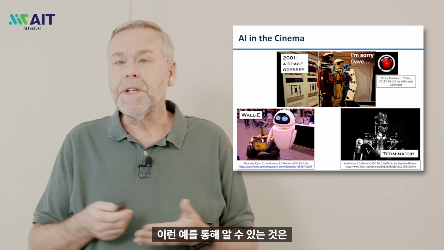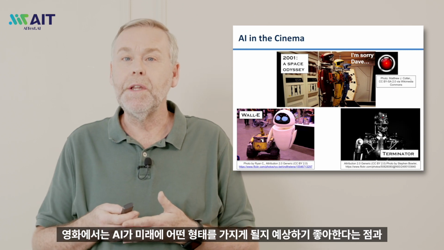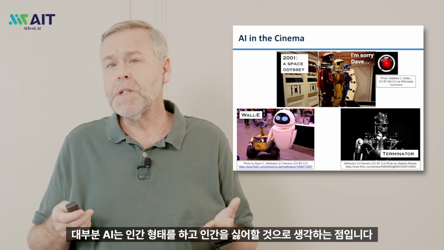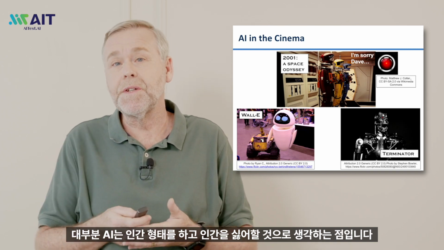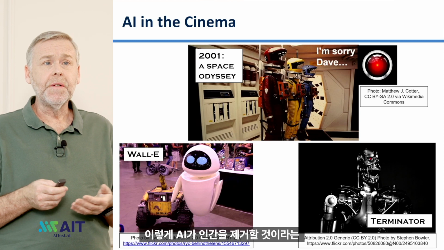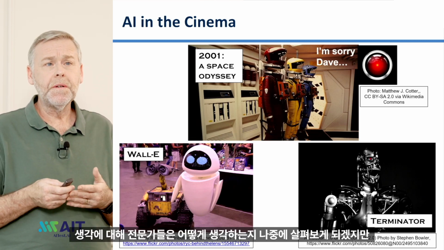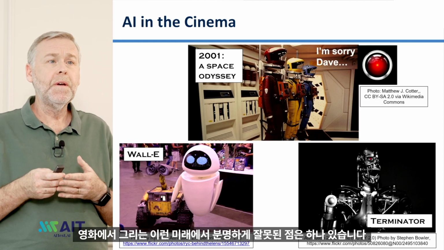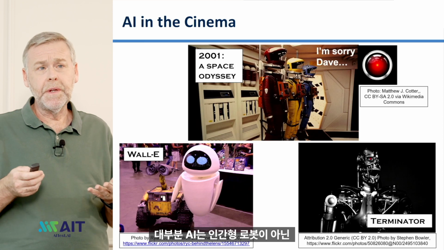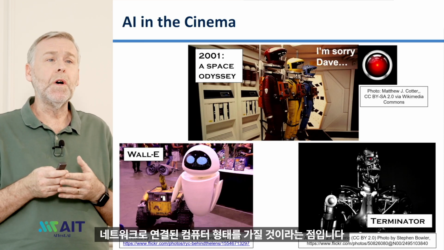What we can see from all these examples is that the movies are very happy to guess how AI might look in the future, and they mostly seem to think it will come in the form of a humanoid robot that hates humans. We will see later in this section what the experts think of the idea of AI taking over the world. But one thing is clearly wrong with this movie vision of the future. Most AI will not come in the form of humanoid robots, but will be confined to network computers.